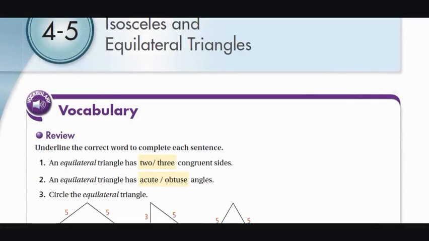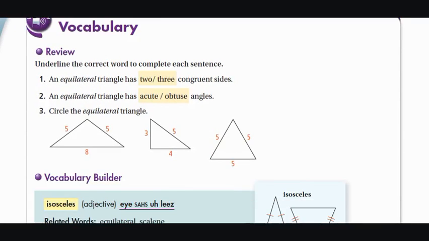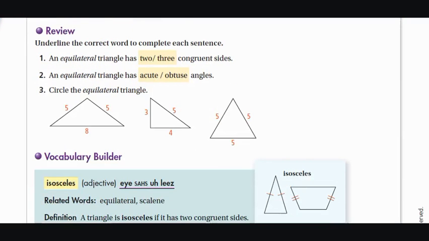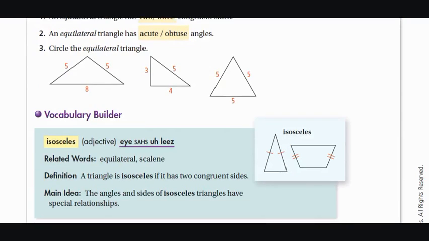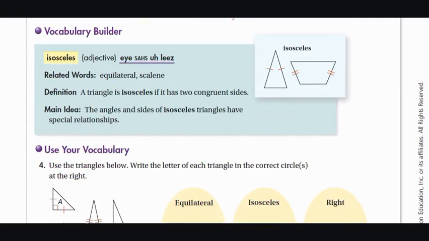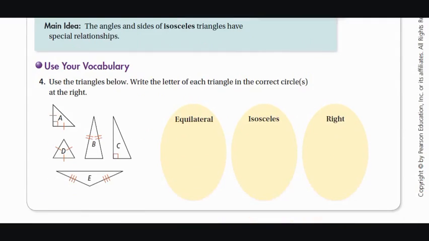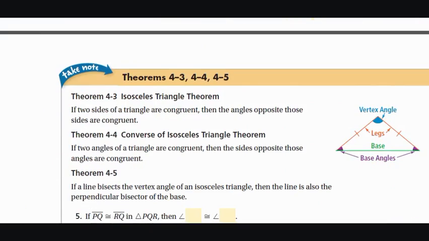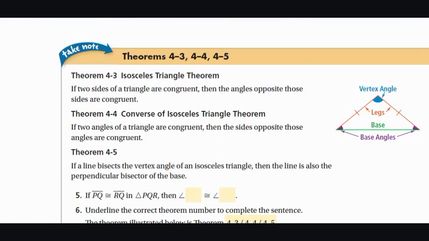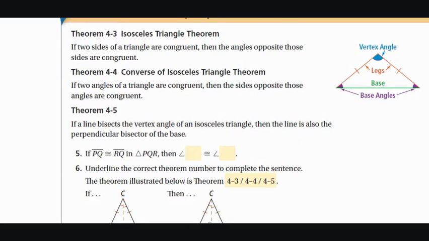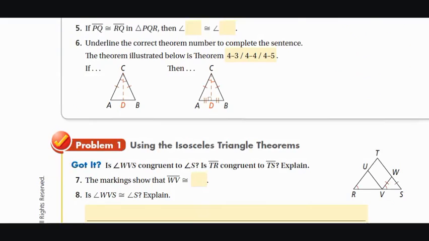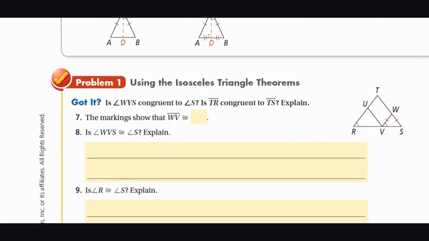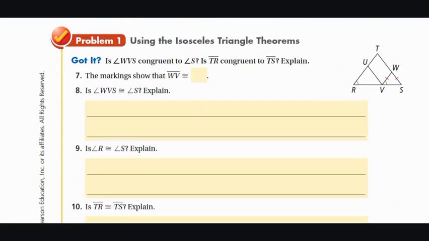Here's a look at your homework. You're going to review equilateral triangles and what exactly they mean. In identifying them, you're going to review isosceles and what that means. You're going to use that vocabulary to identify certain types of triangles. Then you're going to take on the theorems that we discussed in the video: the isosceles triangle theorem, the converse of the isosceles triangle theorem, things like that. And you're going to use those in problems to answer questions about certain triangles.